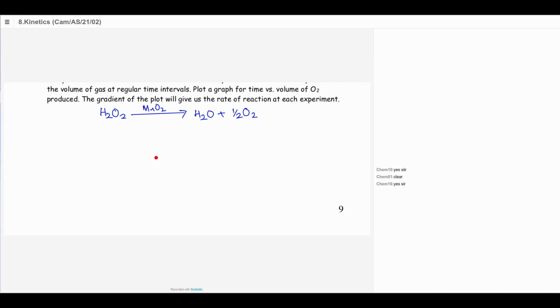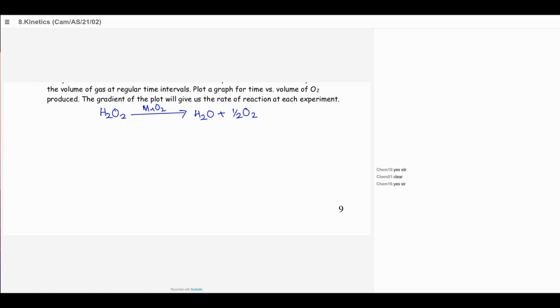Of course, certain conditions should be kept constant, like the concentration of the hydrogen peroxide solution, the volume of the hydrogen peroxide, and the surface area of the manganese dioxide catalyst. If you increase the surface area, that becomes a more effective catalyst that will also increase the rate of reaction. So we have to make sure it is the same surface area, if you're using powdered manganese dioxide, in both experiments.